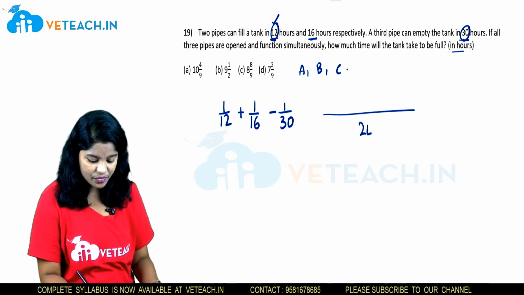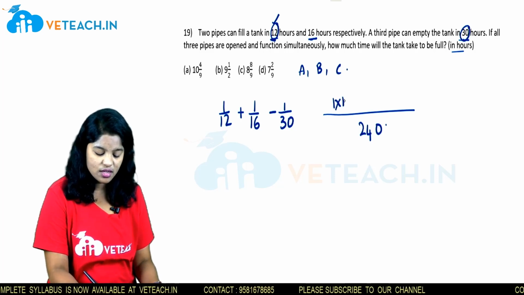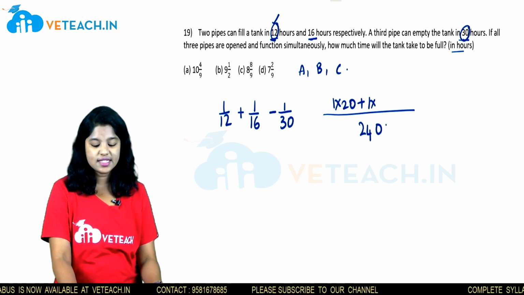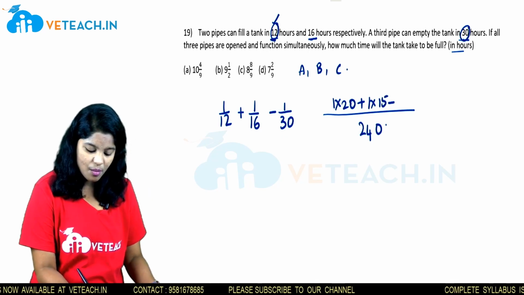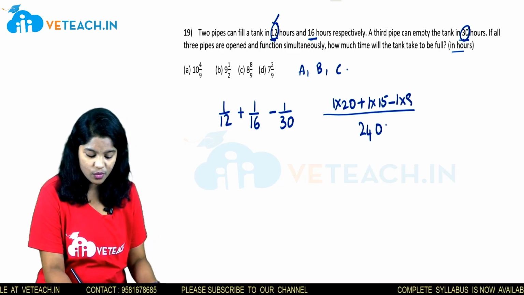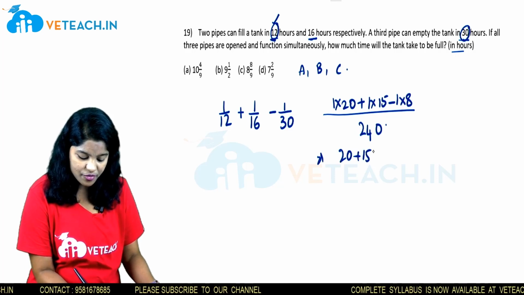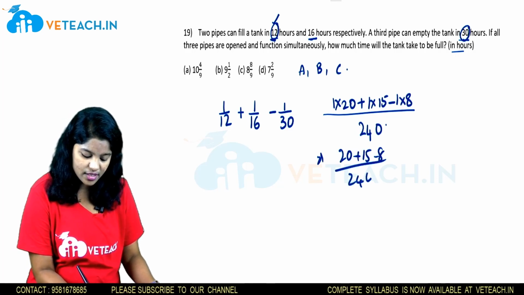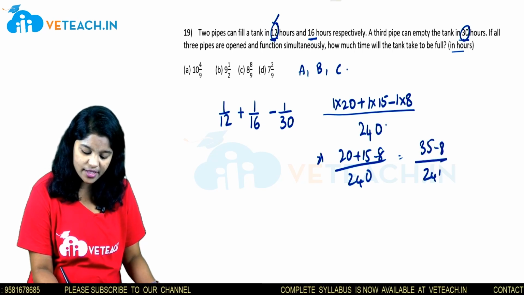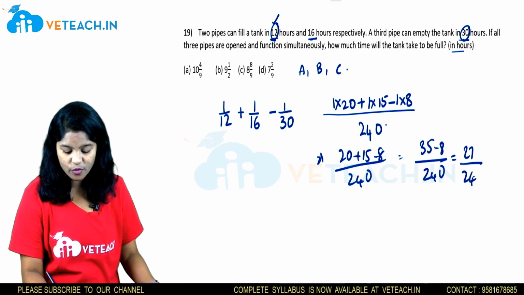Now take the LCM, it will be 240. So 1 into 240 by 12 is 20, plus 1 into 240 by 16 is 15, minus 240 divided by 30, which is 1 into 8. So that is equal to (20 plus 15 minus 8) by 240, which is (35 minus 8) by 240, that is equal to 27 by 240.